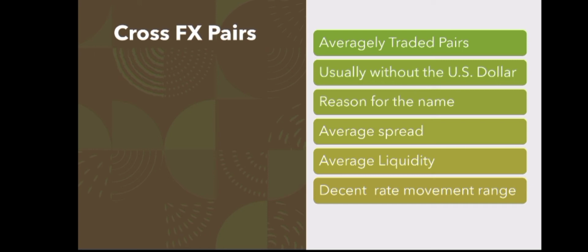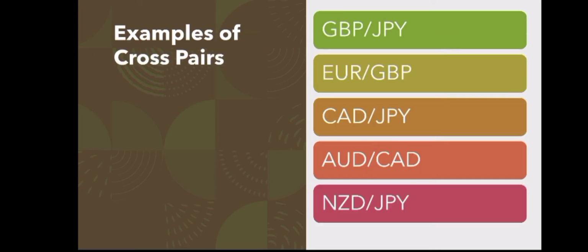Their volatility is decent, it's just about average in the market and somewhat workable. So some examples of these pairs, these non-USD cross pairs, are GBP JPY, Euro GBP, CAD JPY, AUD CAD, NZD JPY. Again, if you want to know the names of all of these and better understand them, don't forget to check out the video.